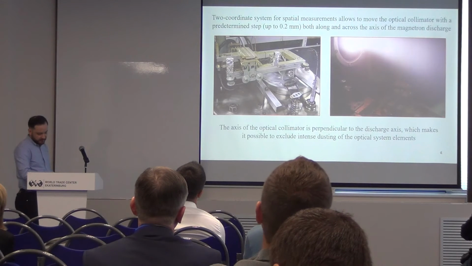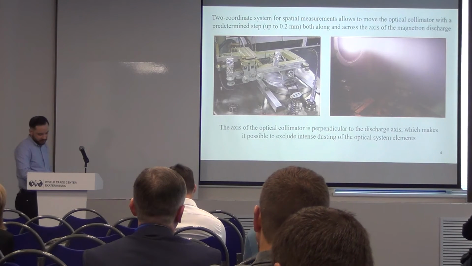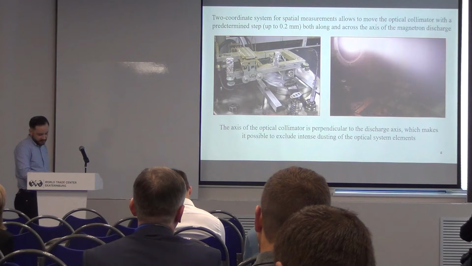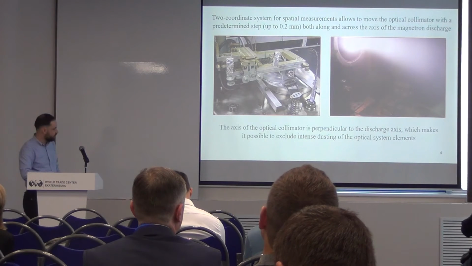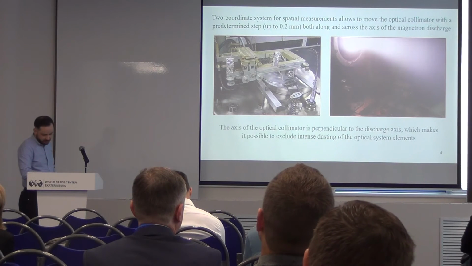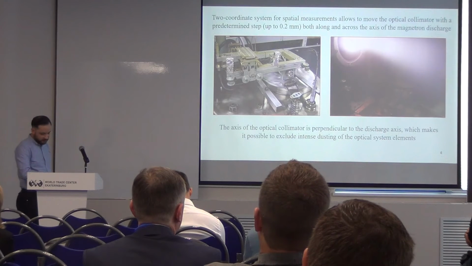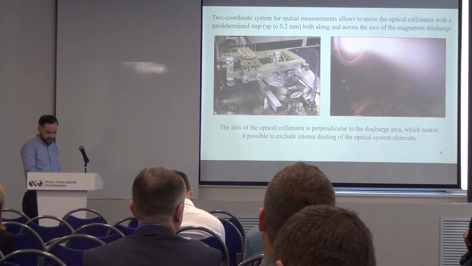After passing through the system of diaphragms, the radiation of the magnetron plasma in the vacuum chamber is focused by a collimation lens at the end of the fiber optic cable. The axis of the optical collimator is perpendicular to the axis of discharge, which makes it possible to exclude intense dusting of the elements of the optical system.